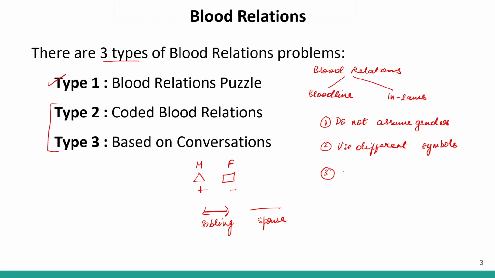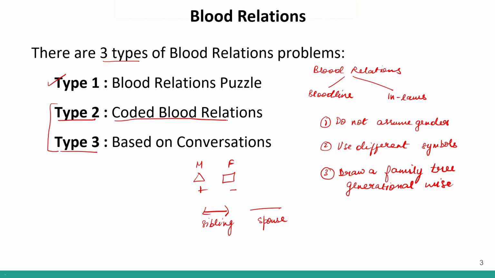Then third is to always draw a family chart or a family tree. Draw a family tree generation wise, or generational family tree you can call it. This also you should do in order to avoid any sort of confusion while solving questions on blood relation. So in today's lecture we will discuss type 2 and type 3.